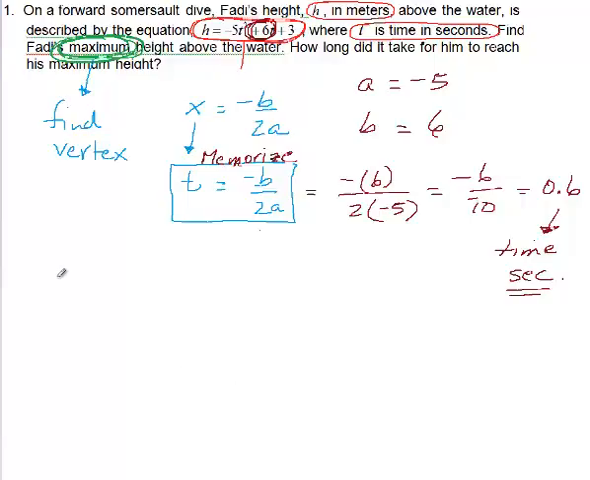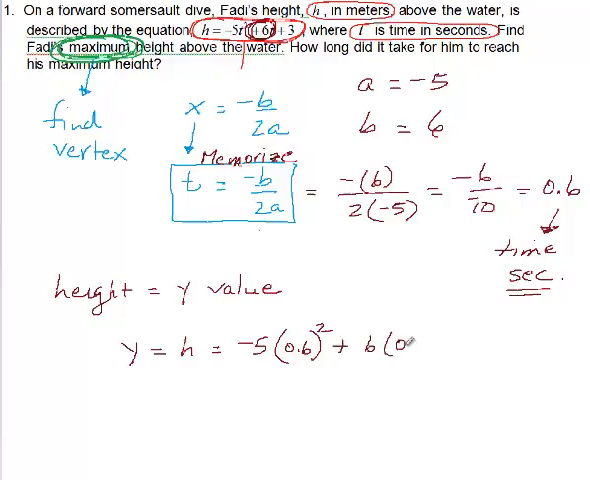Now how do we find the height of the dive? Well, the height is the y value, isn't it? And how do we find the y value? By simply plugging it back in. So y in this case is the height, which is minus 5 times t squared. But now we know what t is, 0.6 squared, plus 6 times 0.6 seconds plus 3.